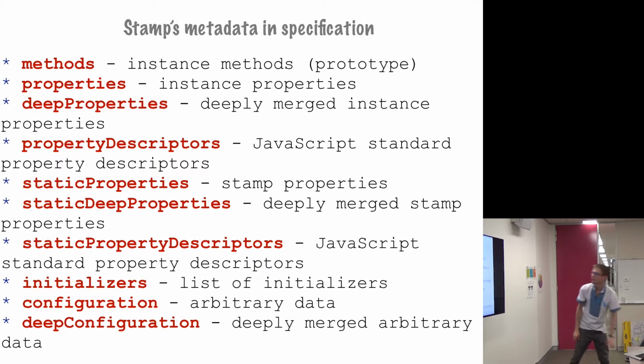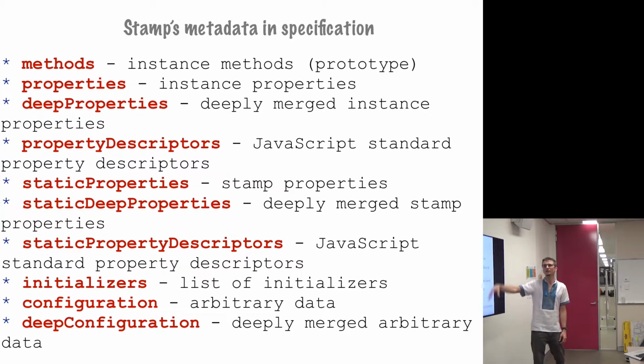Now, there are four kinds of metadata in our specification. You remember I mentioned the specification in the beginning. Doesn't really matter what they mean. They will differ for different languages. In JavaScript, they are like this.